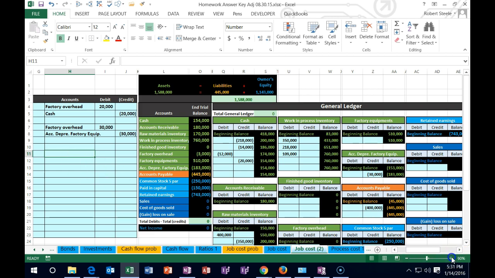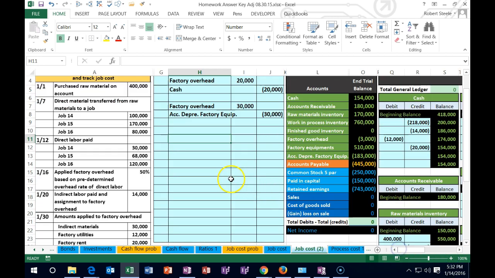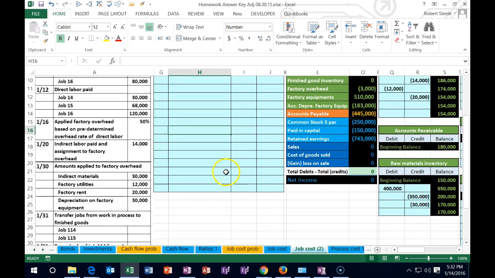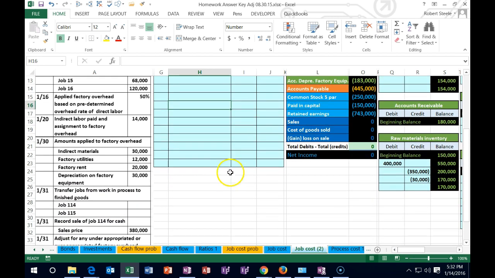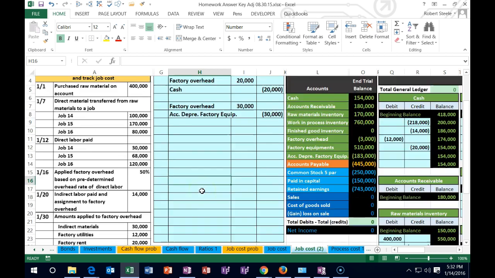We're going to make this large again on the taskbar. We're going to scroll over to the left, and we're finally done with that overhead stuff. We're going to go down to the transfer of jobs from work in process to finished goods. So at this point in time, we have work in process here. It's backed up by the job cost sheets. The work in process by definition means that the work is in process and not yet completed. And at some point it will be completed, hopefully, and therefore it will then be transferred from uncompleted work in process to completed work in process.